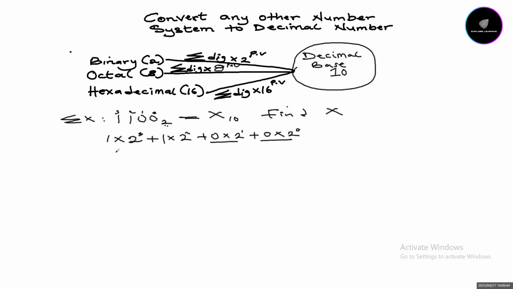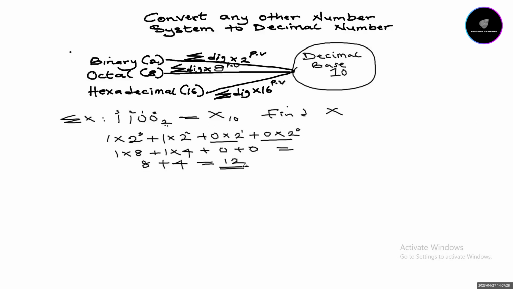So we're going to be left with 1 times 2 raised to power 3, which will give us 8, plus 1 times 2 raised to power 2, which is going to give us 4, plus 0 plus 0. So 1 times 8 gives us 8, plus 1 times 4 gives us 4, plus 0, so that will give us 12. This is very easy, very easy.